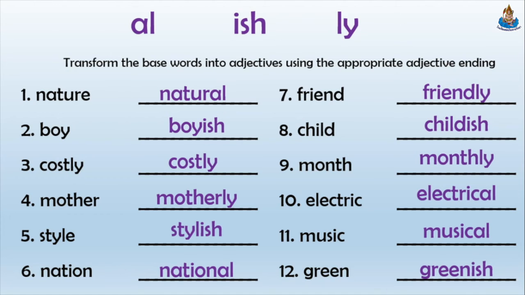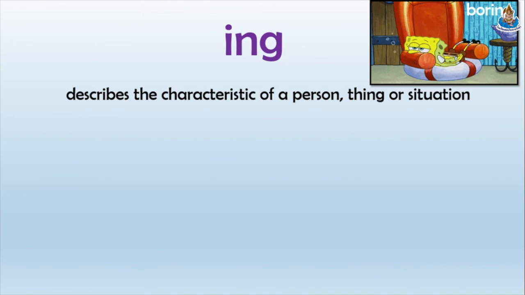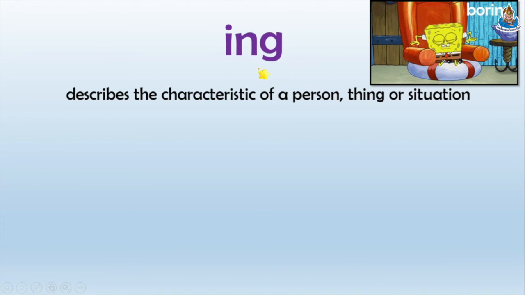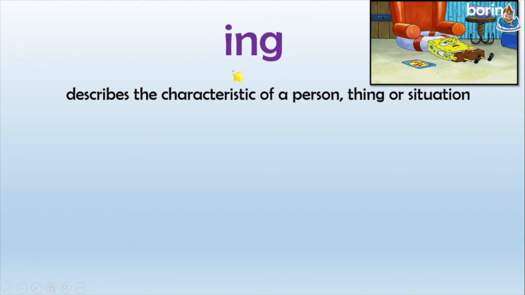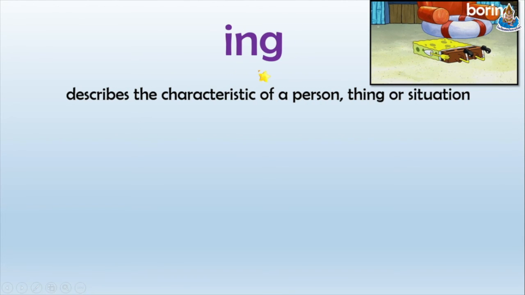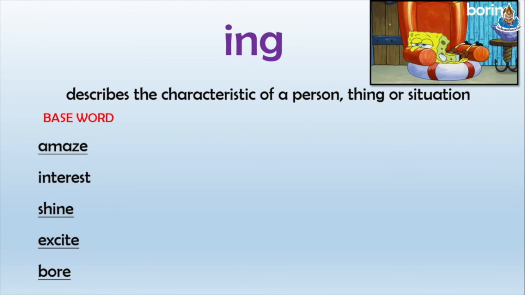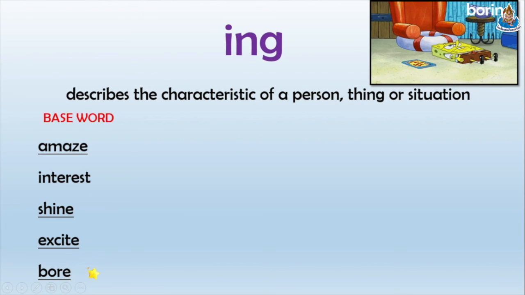So you have 12 points all in all. Count how many points you got and write down your score. And lastly, we have the suffix ing, which we add to verbs. Verbs like the words amaze, interest, shine, excite, and bore.